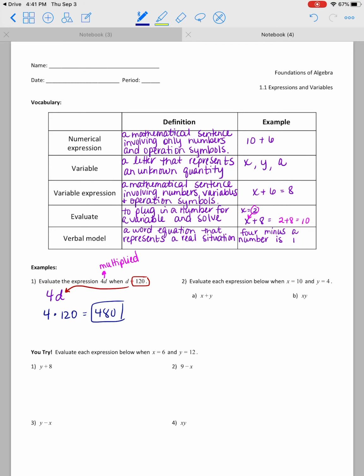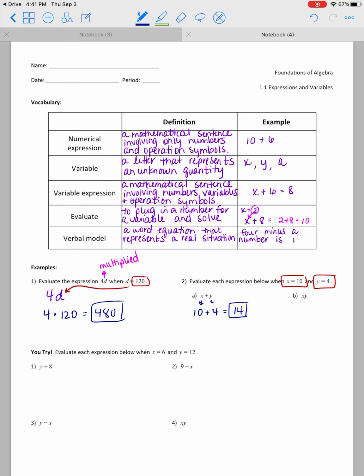Okay, example 2, evaluate each expression. It says that when x is 10, so wherever I see an x, I'm going to put 10 in its spot. And where y is 4, wherever I see a y, I'm going to put 4 in its place. Okay, so A, x plus y. So I have an x, so 10 goes in its spot, plus I have a y, 4 goes in its spot, and then I'm going to add them, and I get 10 plus 4 is 14.